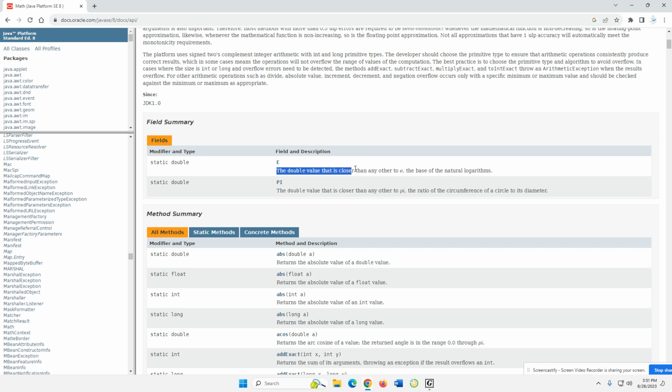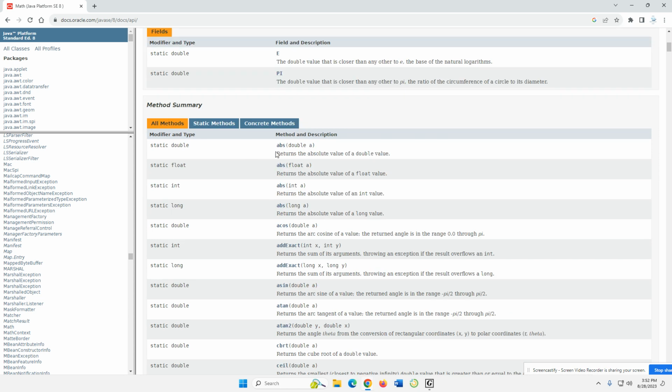It says the double value that is closer than any other to E, the base of natural logarithms. So what does that mean? If you took math, you already know that this is the base of ln. So it's like E to some power, like E to 30, Euler's number. There's also pi, which we all know really well, a double value. Remember that 3.1419 I told you about? It's that really long constant that you can use here.